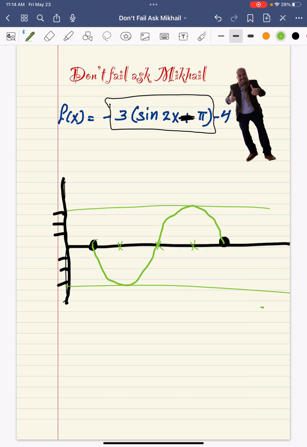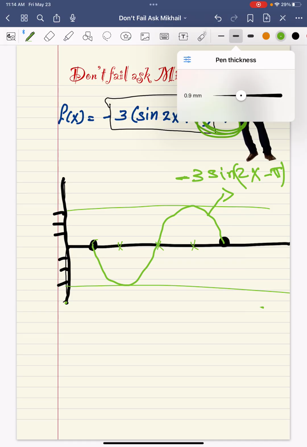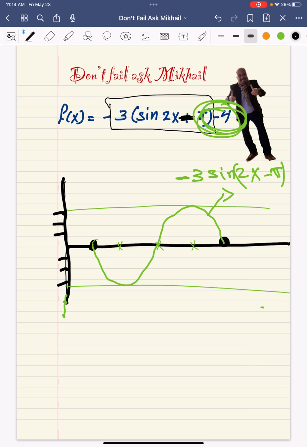What did I just do now? This graph here is negative 3 sine of 2x minus pi. You want to do the negative 4 here. What do we do? Every point will go down 4 units. Every point, this one here, is going to go down 4 units. So instead of 3, it's going to be negative 1. 1, 2, 3, 4. It's going to be here. This point is going to be here. This point is going to be here.